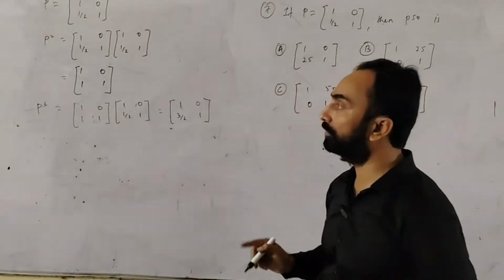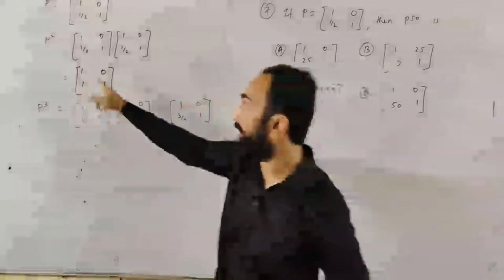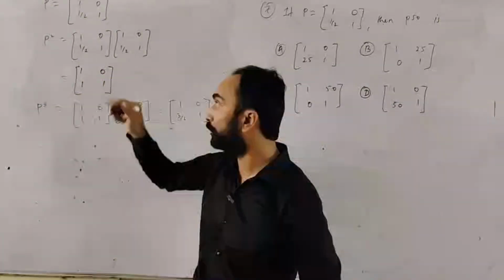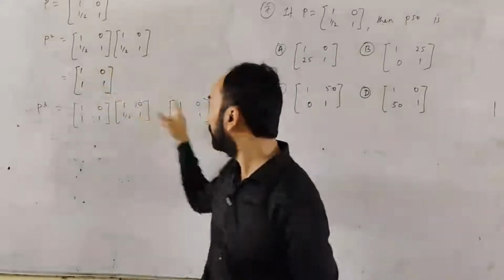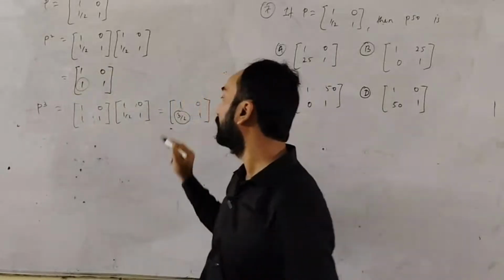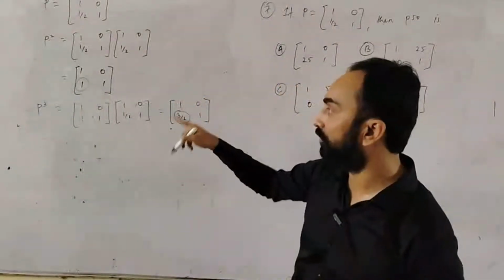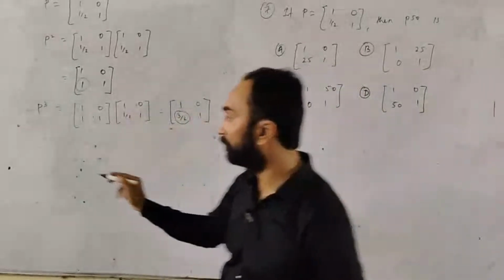You notice one thing, no? The entries are not changing. The entries A11, A12, and A22. These three entries are not making any change. 1, 0, 1. Only this is changing, right? This is changing, so half is added here, no? So this becomes 3 by 2. So this is only changing. Now, how to go for P to the power 4?